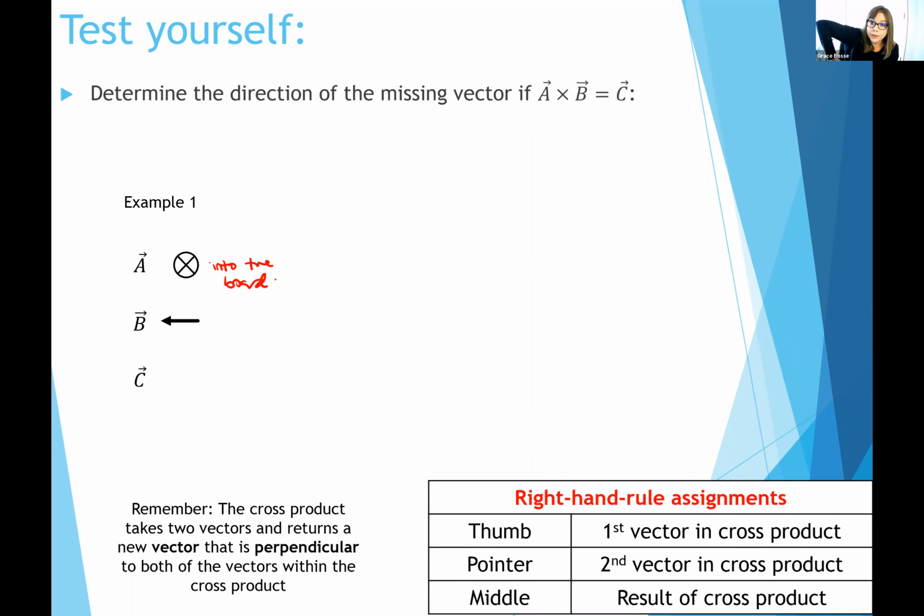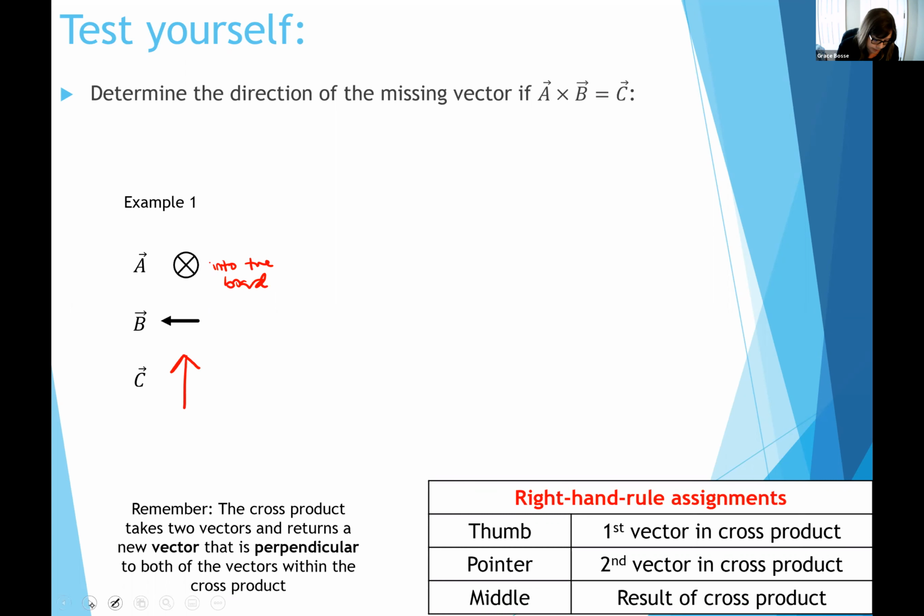Your pointer finger is vector B. So your pointer finger should be going to the left. So if my thumb is going into the board, my pointer finger is going to the left, my middle finger is pointing straight up. So I would say vector C, the result of that cross product, would be pointing straight up.